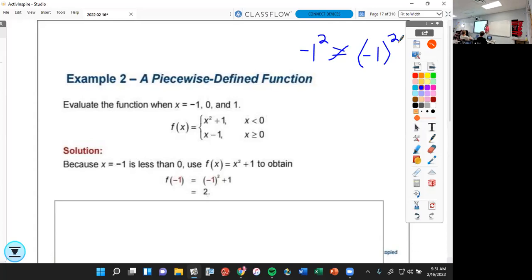Why did they use x squared plus 1 and x minus 1? In this piecewise function, the top part is the one we use when we have an input value less than 0. So because -1 is less than 0, we plugged it into the top of it.